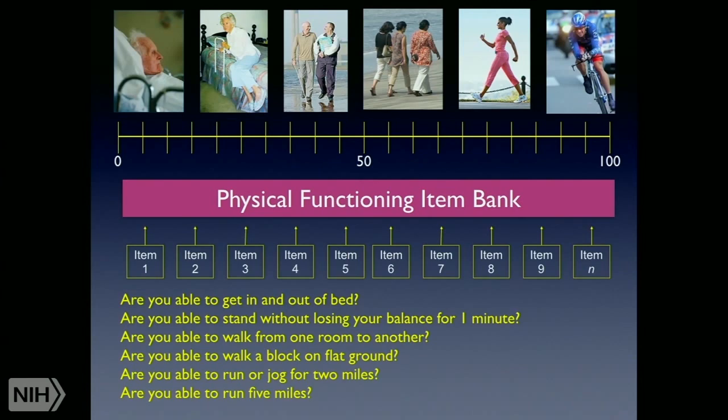And note here, too, that these items, as I've laid them out here, are arrayed in order of severity. Are you able to get in and out of bed? That's a question you'd ask of a person who looked incredibly weak. That's an item that's good for discriminating among people at the lower end of functioning. Are you able to run 5 miles is something that would be informative to ask of a person who's in the higher end.